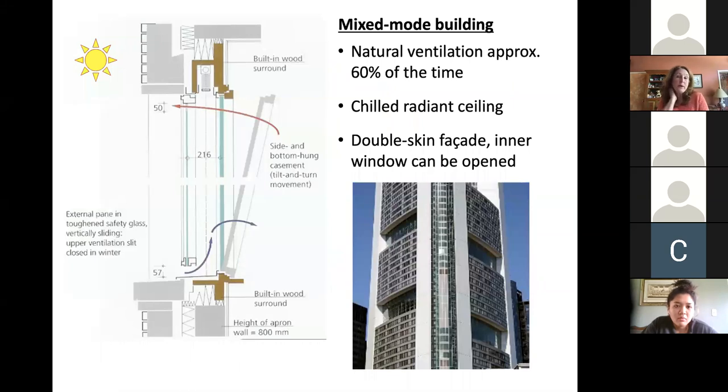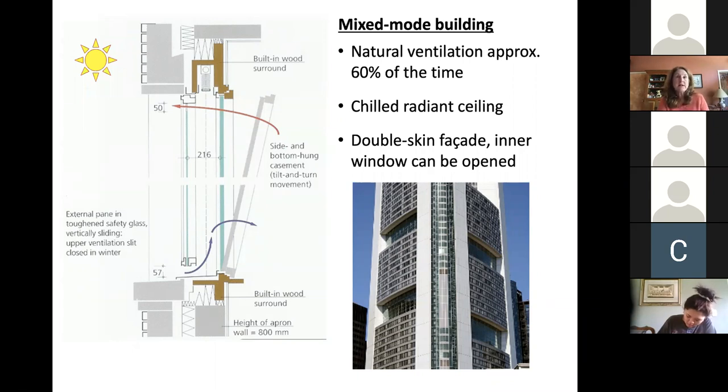So this is what we call a mixed mode building. And mixed mode means you're combining natural ventilation with some form of mechanical cooling. So in this building, I've seen reports that show that natural ventilation is working about 60% of the time. And when the HVAC kicks in, they're using a chilled radiant ceiling, which we'll be talking about later in the class. And it's got a double skin facade, which I'm going to show you a little bit more about.